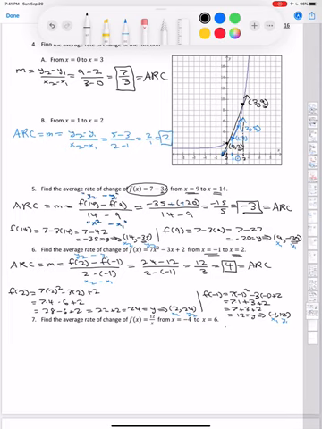Got one more. Let's find the average rate of change of f of x equal 12 over x from x equal to negative 4 to x equals 6. So on this one, again, the arc or average rate of change equals what? f of 6 minus f of negative 4 divided by 6 minus negative 4. y2 minus y1 over x2 minus x1. So we got to calculate those y values.